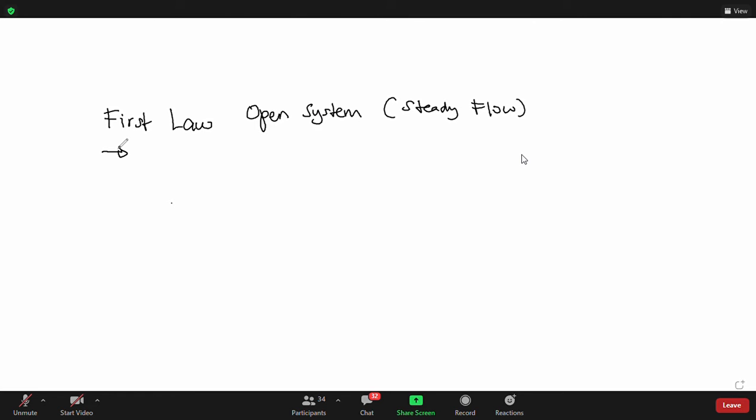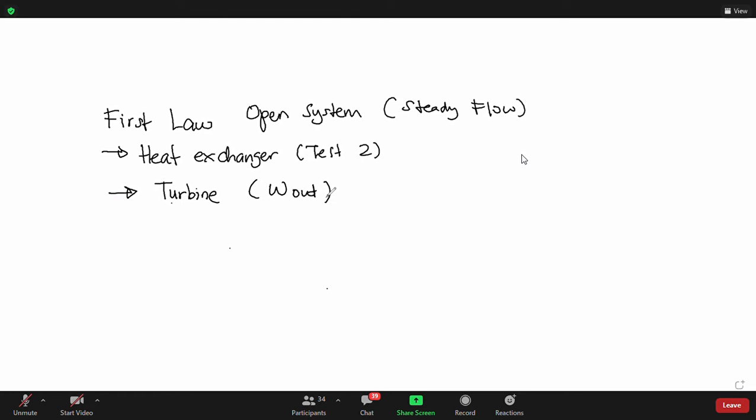What are the devices? Yes, you have heat exchanger. This was in test 2. Okay. So you have heat exchanger. What else do you have? Turbine. And turbine will involve work out. Okay. Forget about condenser. Condenser or heat exchanger. Okay. So you have already been tested on heat exchanger in test 2. I'm quite sure that it will not come out again.